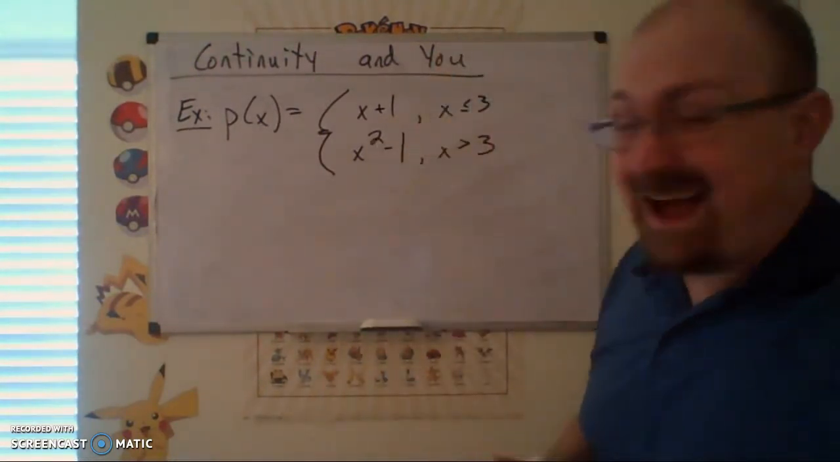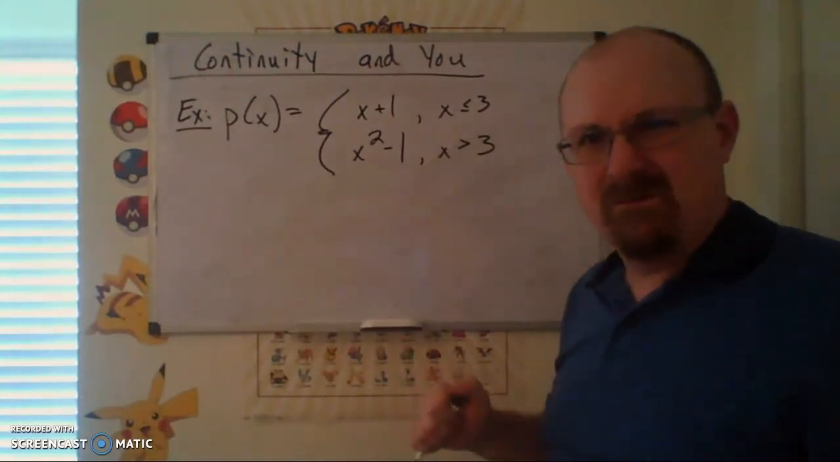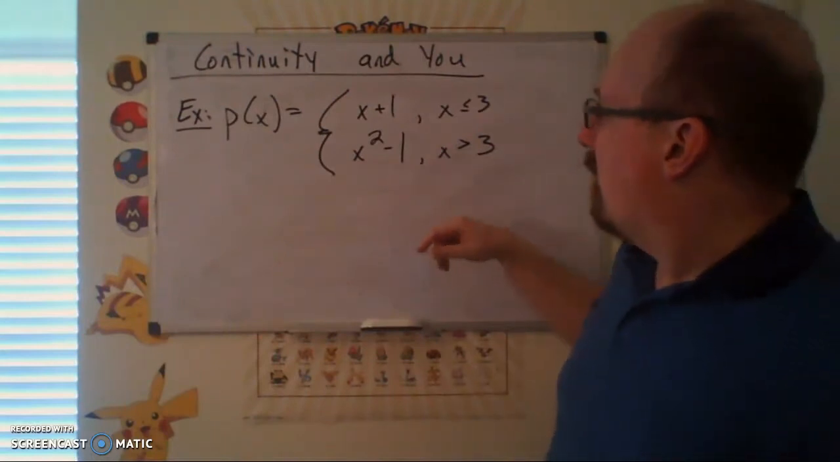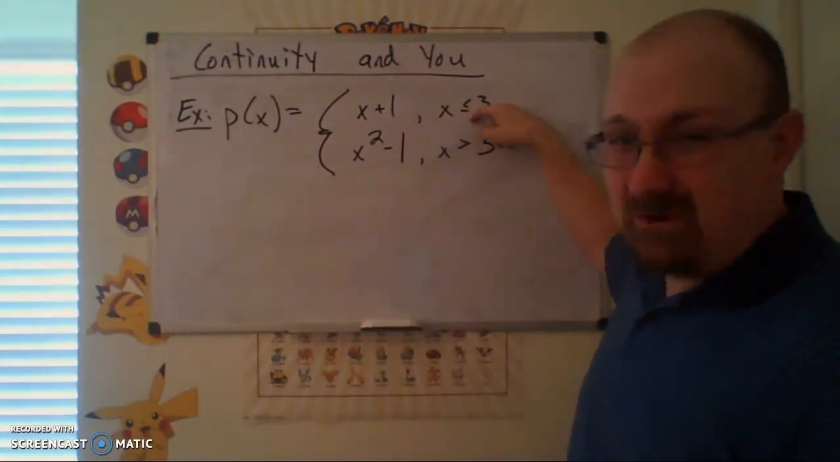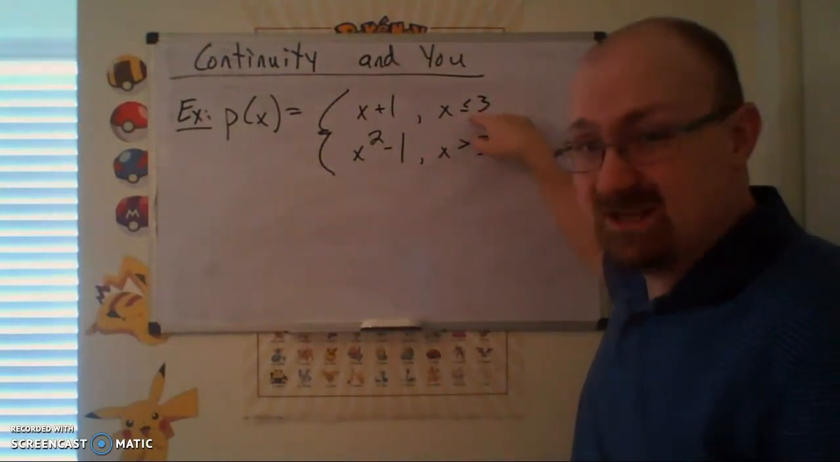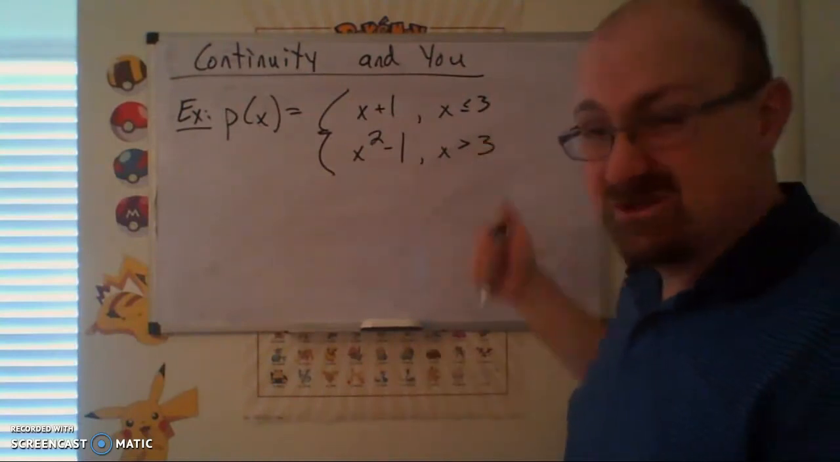All right, so this guy is a piecewise defined function, which is something we've talked about from time to time. What formula we use depends on whether the x value we're interested in is less than or equal to 3, or greater than 3 on the other hand, left versus right, so to speak.